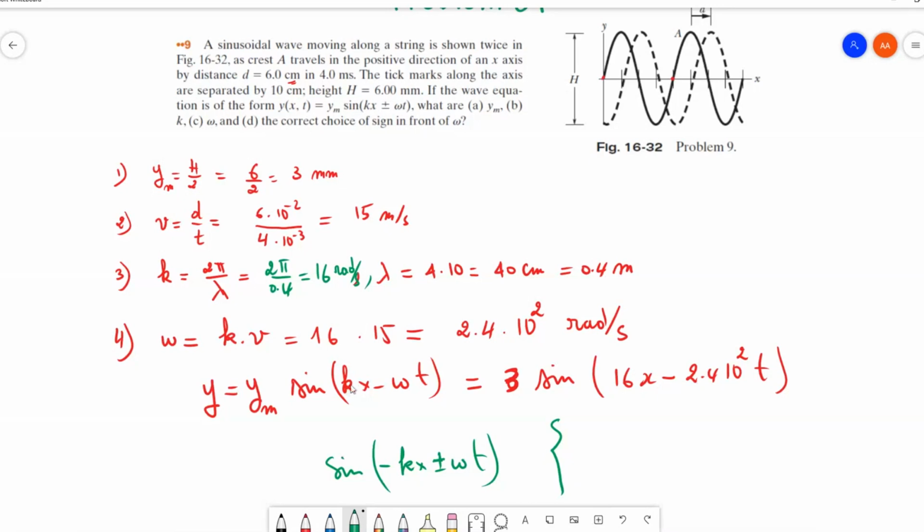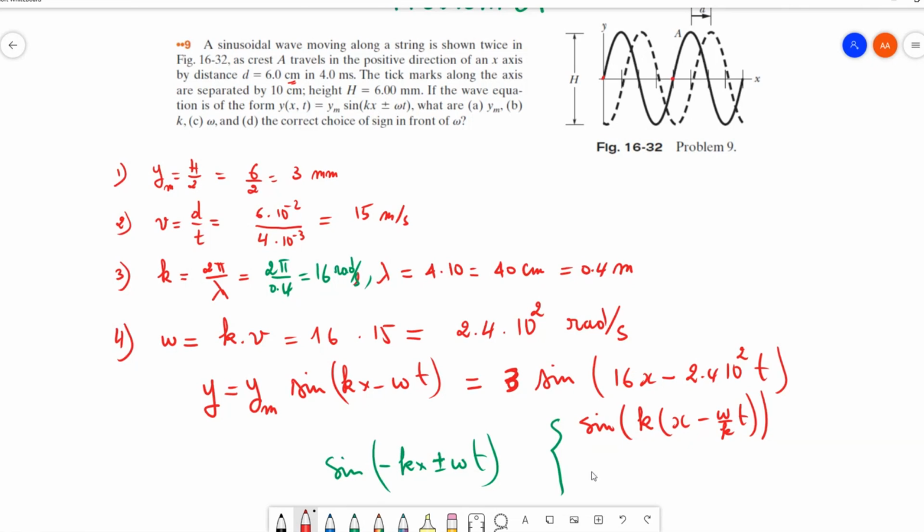So you see, in the first one, I will write it in red. I can write it sine of k times x minus omega over k times t. So it's x minus v multiplied by t. If you have something like this, x minus velocity times time, this one is going to the right.